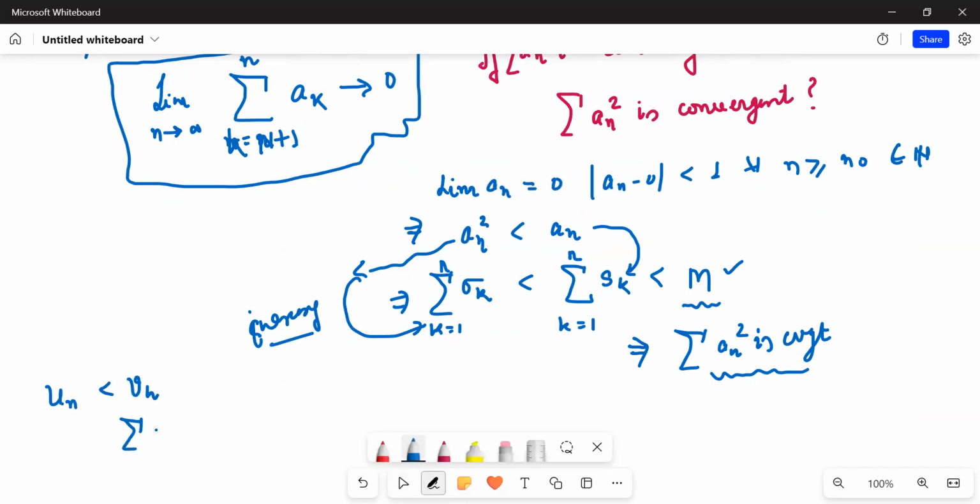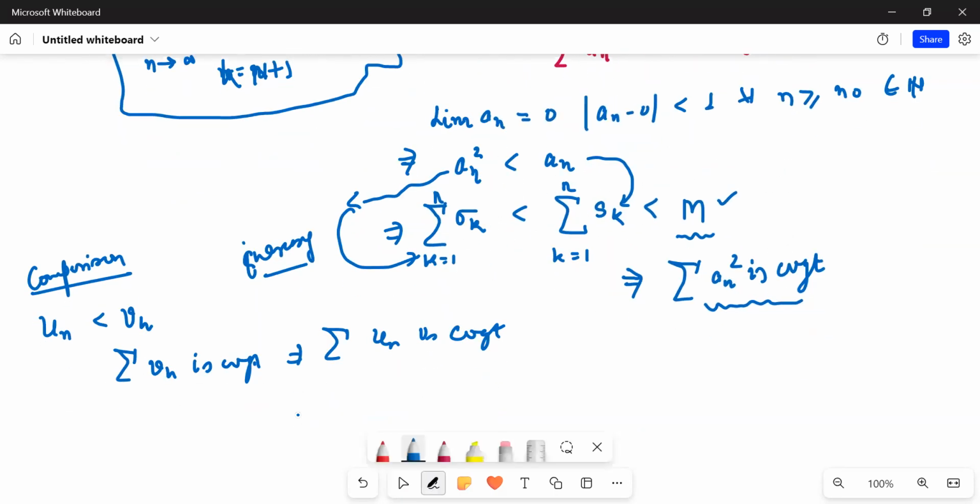Now, if you have un less than vn, and if summation vn is a convergent series, straightforward, this is called the comparison test. We're going to see it a little bit later on. So from here also you can conclude the converse, but please do remember the converse is not true. That is, if summation 1 upon n square is given to be convergent, it does not imply that summation an is convergent.